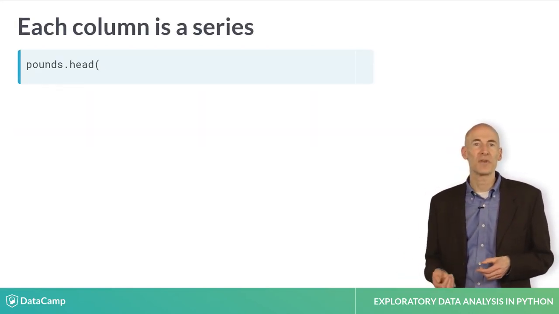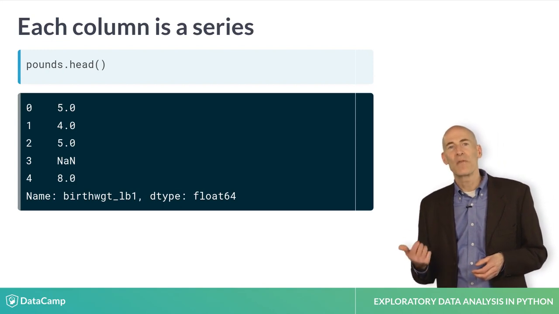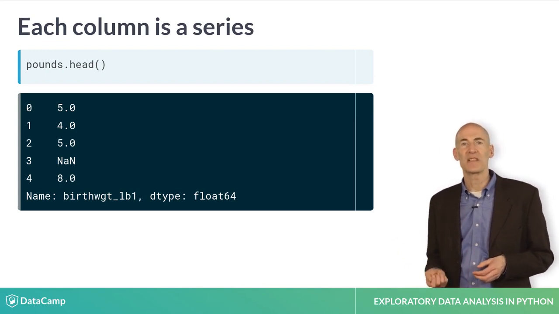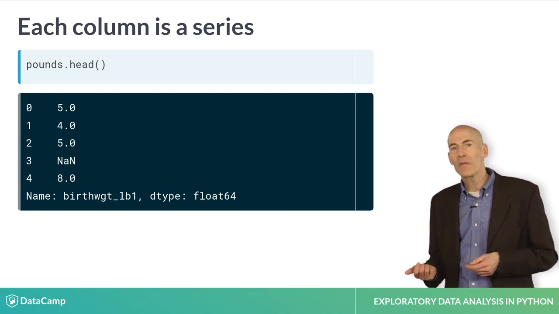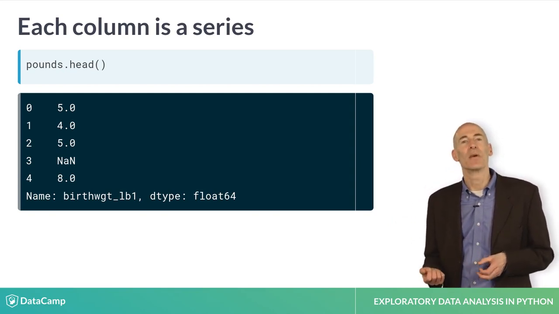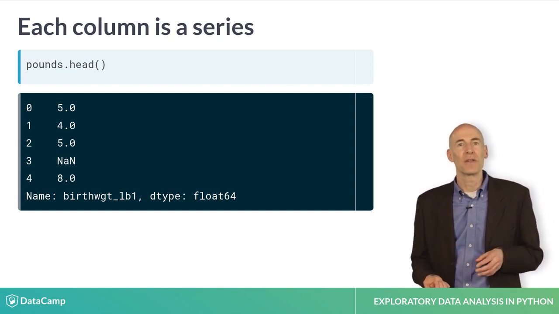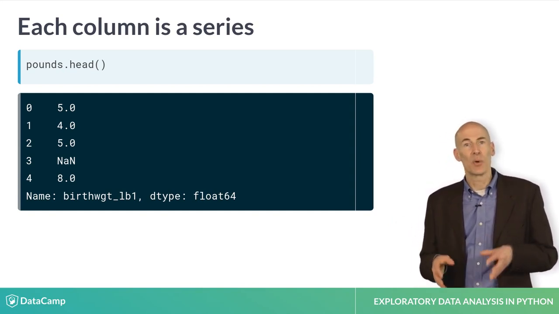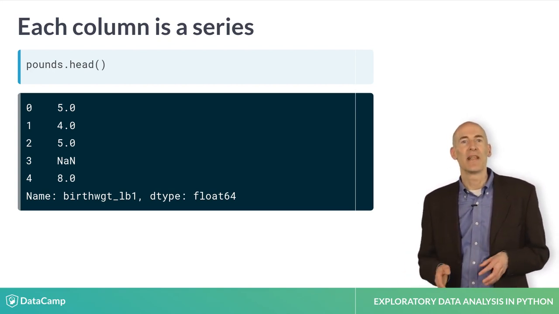Head shows the first 5 values in the series, the name of the series, and the data type. Float64 means that these values are 64-bit floating point numbers. Notice that one of the values is NaN, which stands for not a number. NaN is a special value that can indicate invalid or missing data. In this example, the pregnancy did not end in live birth, so birth weight is inapplicable.